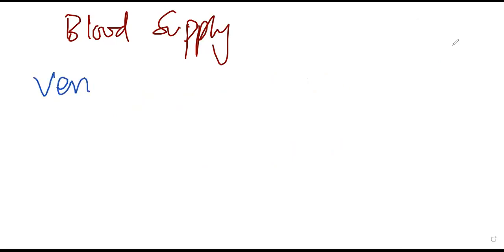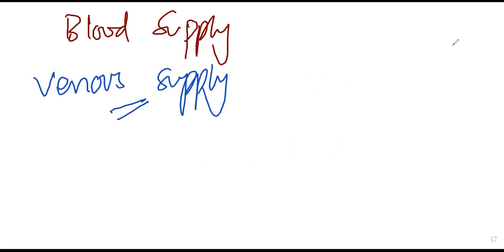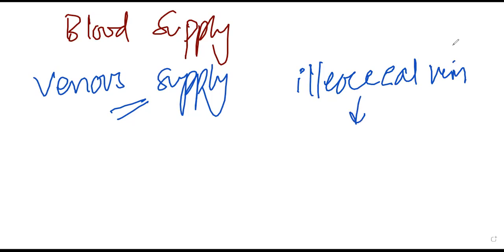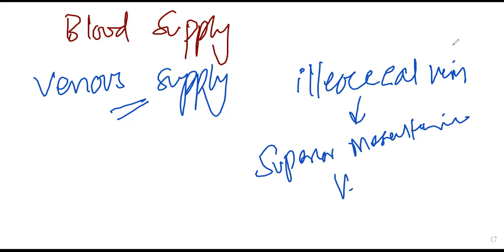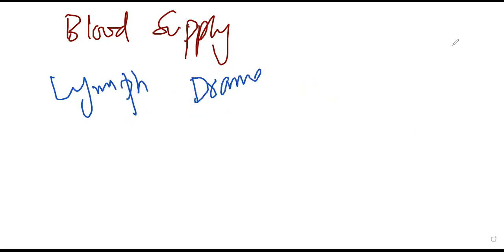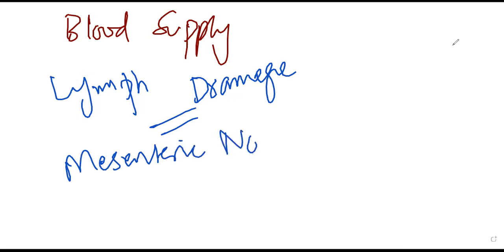The venous drainage, or venous supply. The ileocecal vein drains deoxygenated blood from the cecum to the superior mesenteric vein. Now we come to the lymphatic drainage. The lymph vessels pass through several mesenteric nodes and finally reach the superior mesenteric nodes.